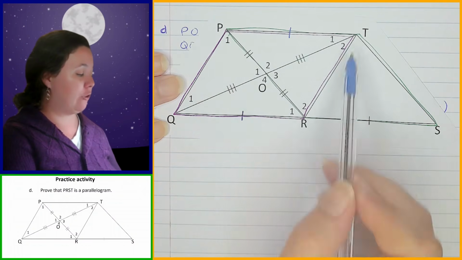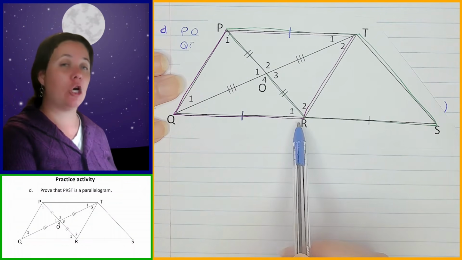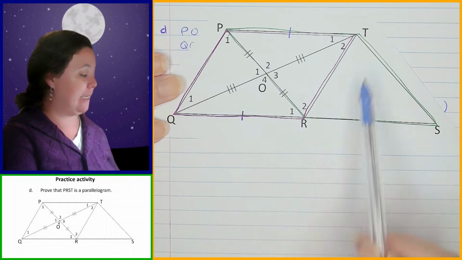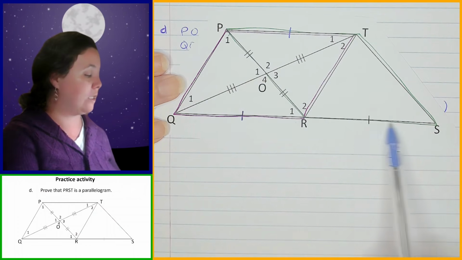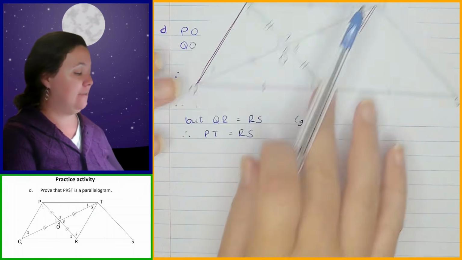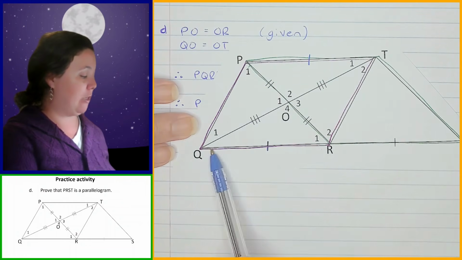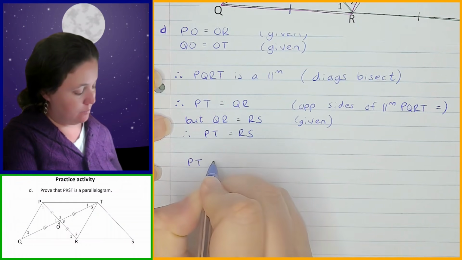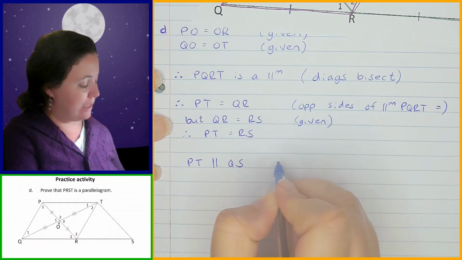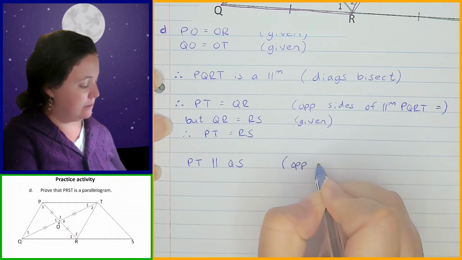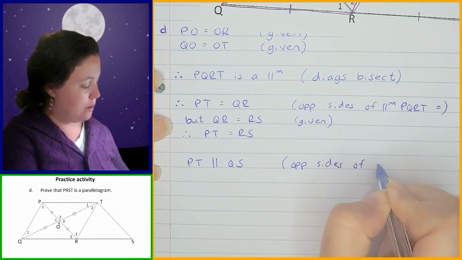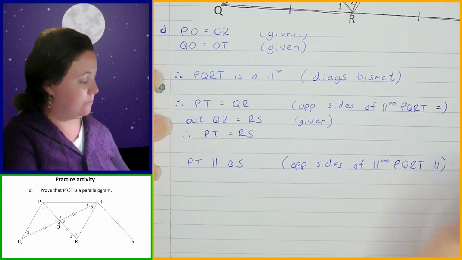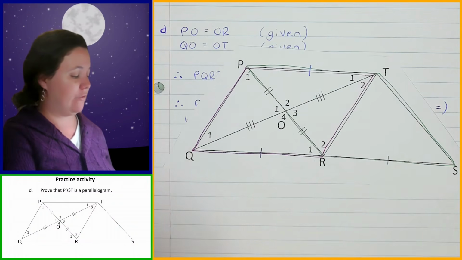Now, if this is a parallelogram, it also means that the opposite sides are parallel to each other. So if the opposite sides are parallel to each other, it means that this line is parallel to that as well, because this is all one straight line over here. Okay, so I can say that PT is parallel to QS. And the reason I know that is because the opposite sides of parallelogram PQRT are parallel. Okay, so now I know that these over here are parallel.